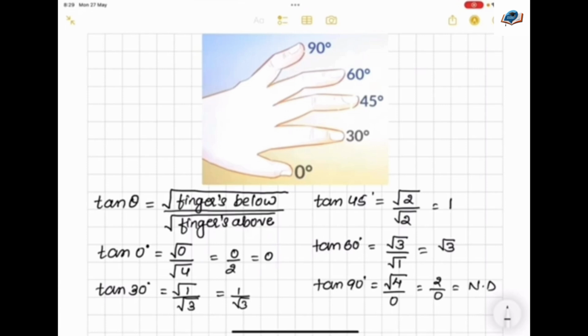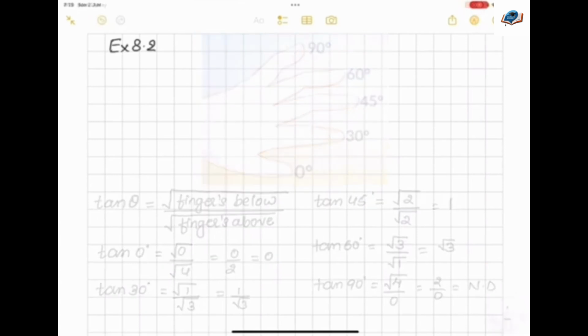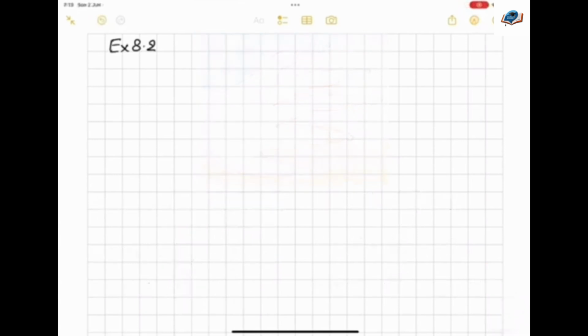Now for cosec I have to just reverse sine, for sec I have to reverse cos, and for cot I have to reverse tan theta. So the whole table is done. Now coming to exercise 8.2, question 1, the first one says: evaluate sine 60 cos 30 degree plus sine 30 degree cos 60 degree.